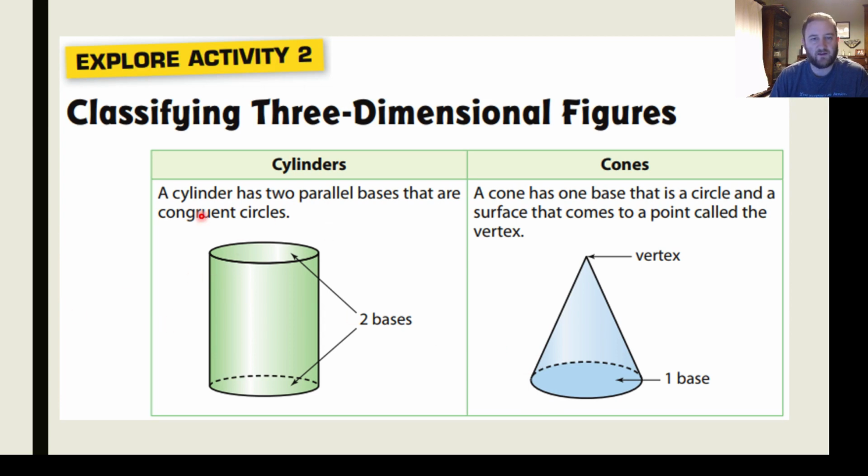Now you might think cylinders and cones are pretty similar to what we talked about on Wednesday with prisms and pyramids, and really they are pretty similar. Cylinders are kind of like prisms, only cylinders have circles for a base instead of polygons, like a prism. Okay, a cone is kind of like a pyramid, only a cone has a circular base instead of a polygon base. Okay.